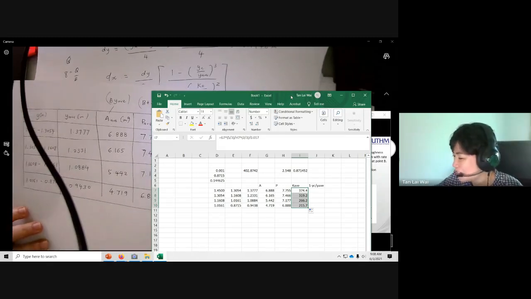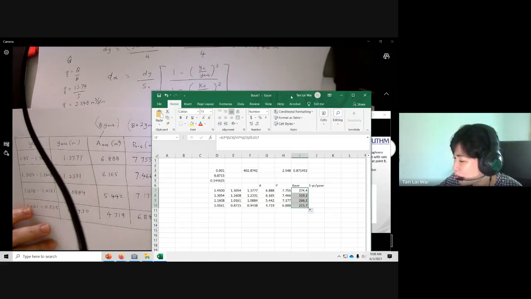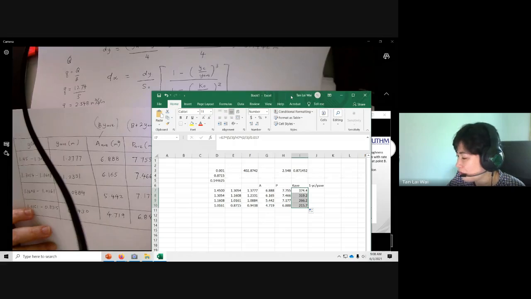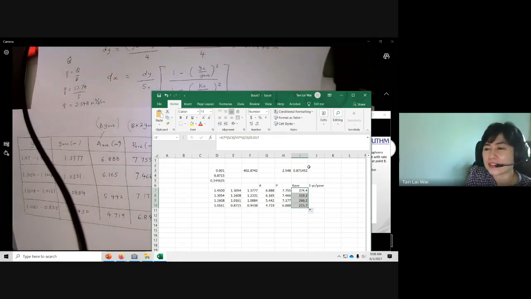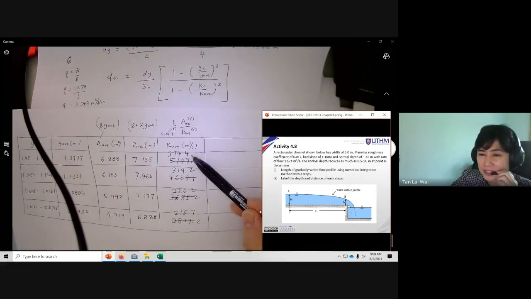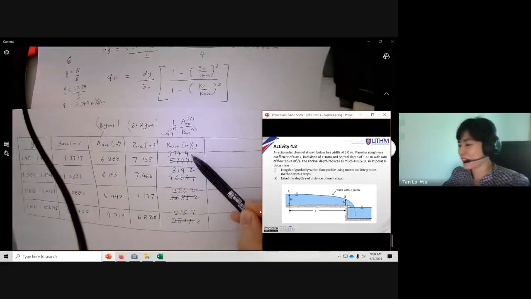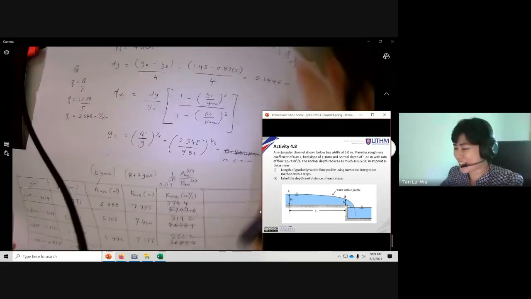So this should be 374.4, 319.2, 266.2, and 215.7. Okay, so let's just look at the Excel now, alright? So now this should be 374.4, 319.2, 266.2, 215.7. Dapat 374.4 kan semua? Dapat. Okay, if you have it, alright, thank you.